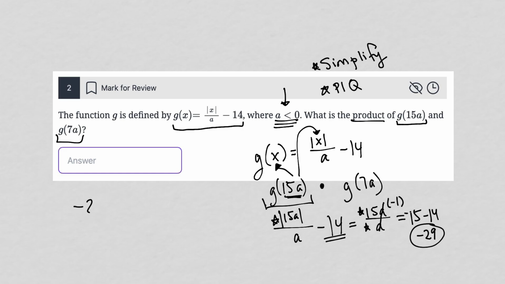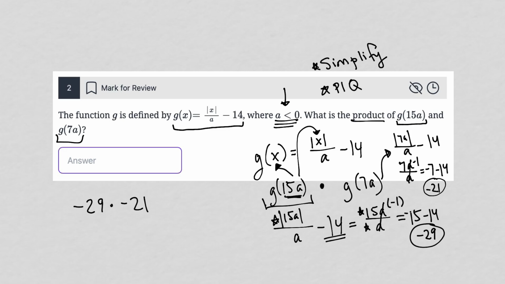So I have negative 29 times, let's see what g of 7a is. So g of 7a, I'll go here into this space, would be absolute value 7a over a, minus 14. But again, a is negative, absolute value makes it positive, so the numerator is 7a, but the a on the bottom is really like a negative a, right? The a is negative, which means these cancel out, making a negative 1, which makes this equal to negative 7 minus 14, which is equal to negative 21. So I have negative 29 times negative 21 for my g of 7a.